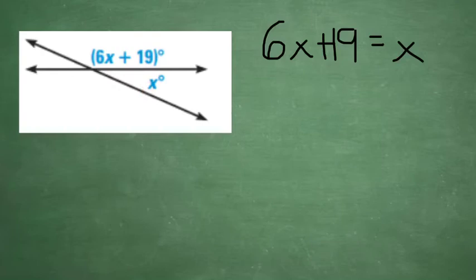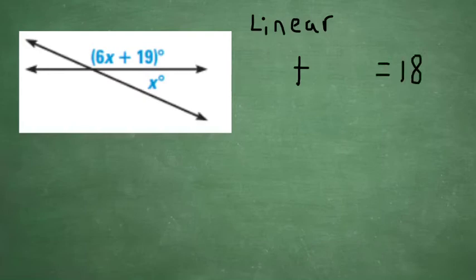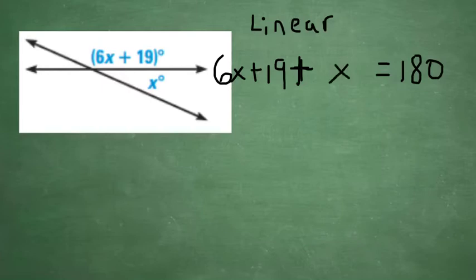So what we want to make sure to do is show what linear pairs actually do. They're linear, and all that means is that they add to 180. So when we write 6x plus 19 plus x, that's what we're showing. This angle plus this one add to 180 degrees.